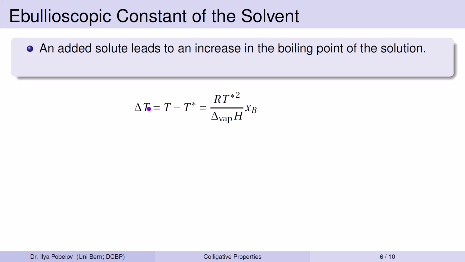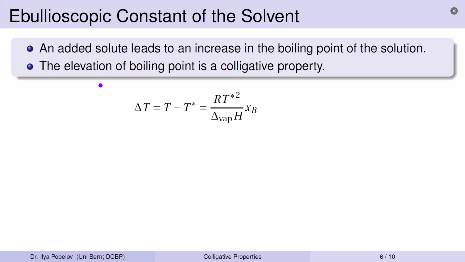Quantitatively, the elevation delta T is related to the molar fraction of the solute Xb by this equation. Because this equation makes no reference to the identity of the solute, only to its amount, it follows that the elevation of boiling point is a colligative property. Normally, this relationship is expressed in terms of molality b of the solute in the solution.